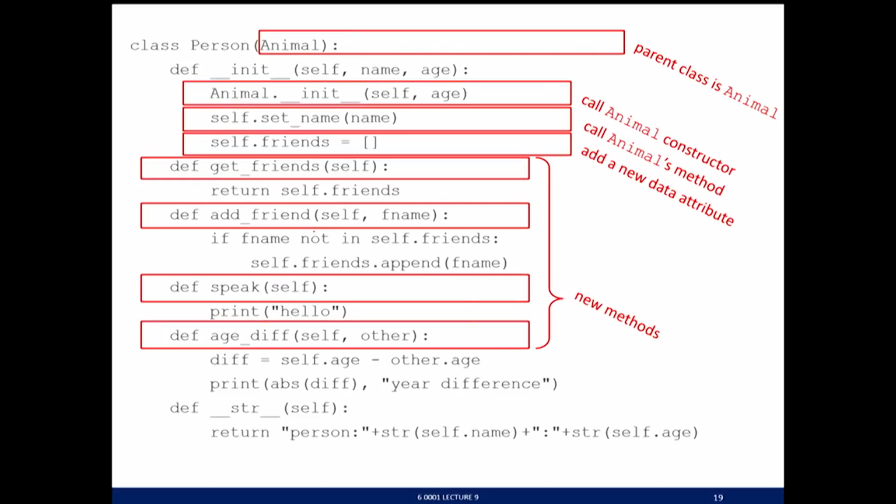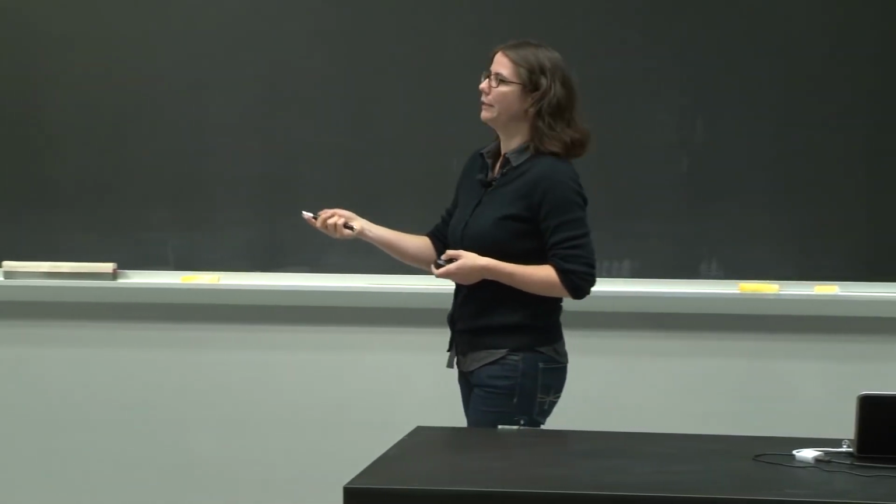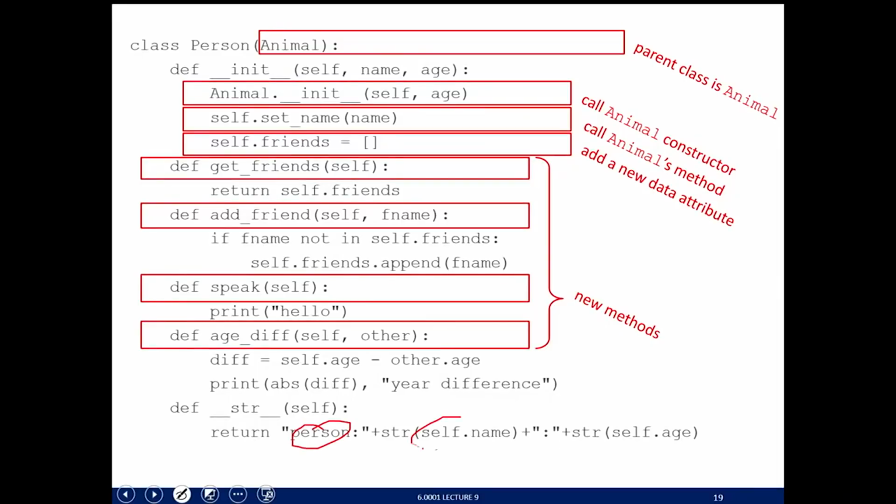The next method here is speak, which is going to print hello to the screen. And the last method here is going to get the age difference between 2 people, so that just basically subtracts their age and says it's a 5-year age difference or whatever it is. And down here I have an str method which I've overridden from the animal, which instead of animal : name, it's going to say person : name : age. Okay?